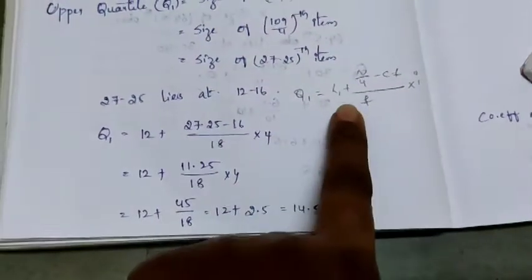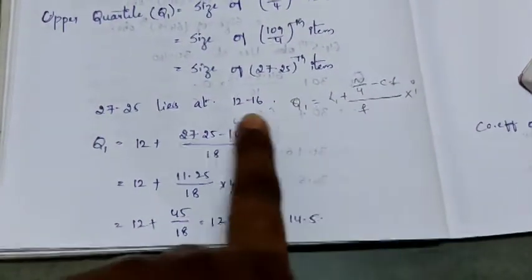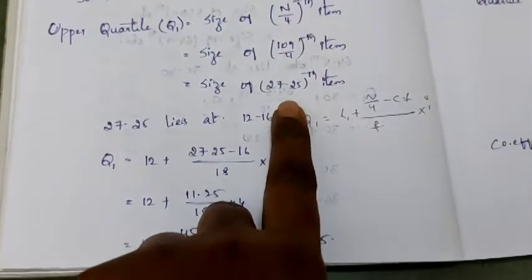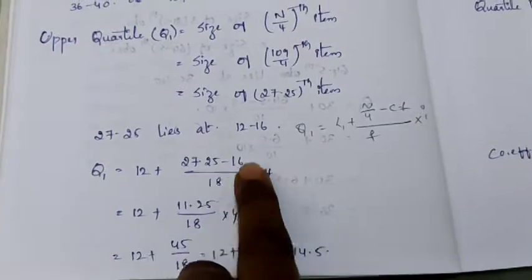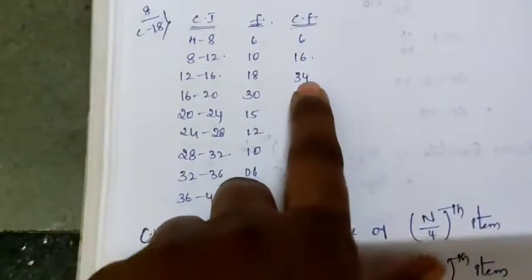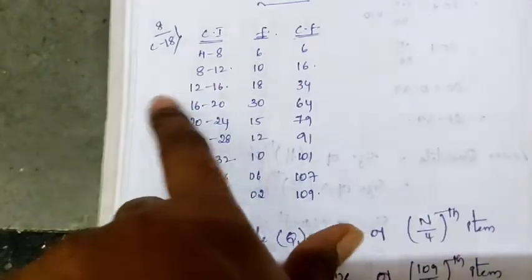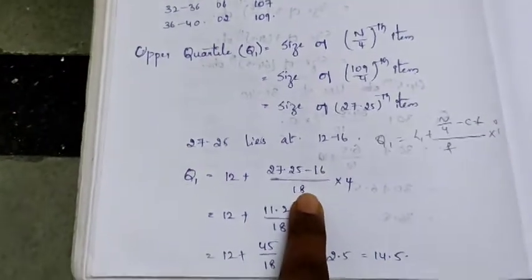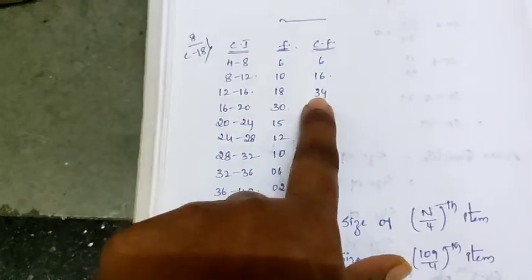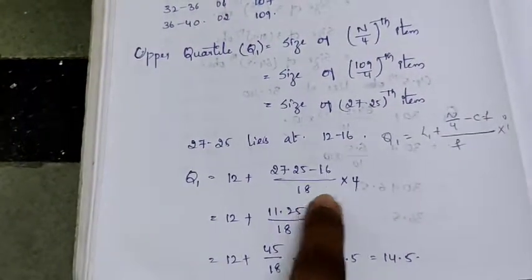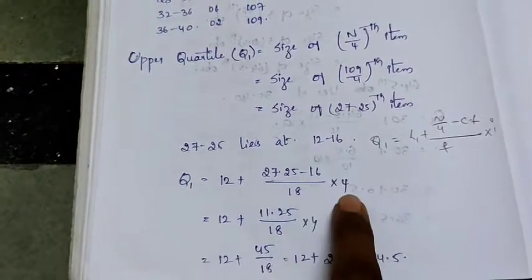Here L1 means the lower limit, 12, plus n by 4, which we got as 27.25, minus CF. CF means the value above the class we selected, so CF is 16, divided by F. The class we selected has F equal to 18, into I, the class interval difference, which is 4.